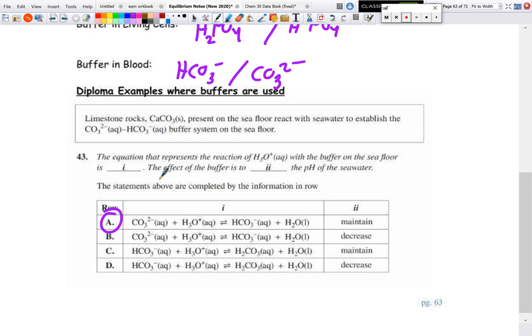So for this particular one, we actually have the carbonate ion react with hydronium to produce that. And then, of course, when we look at what's given right here, we have our calcium carbonate. That is why the buffer is going to be this. And what is the effect of the buffer? Well, it maintains a constant pH always. So you could have easily taken out B and D based on the fact that a buffer will not change a pH.